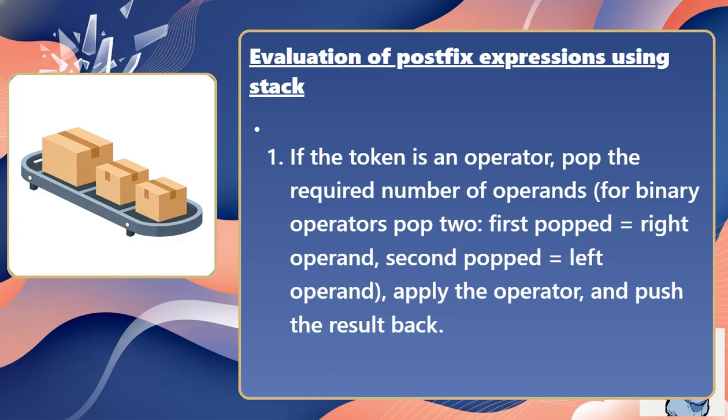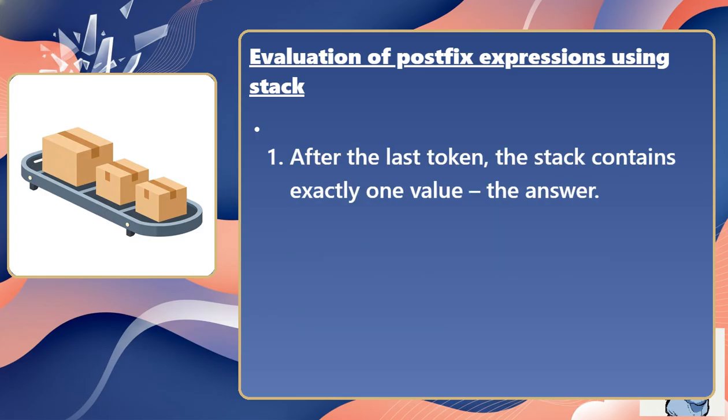If the token is an operator, pop the required number of operands. For binary operators, pop 2. The first popped is the right operand, the second popped is the left operand. Apply the operator and push the result back. Step 4: after the last token, the stack contains exactly one value, the answer.